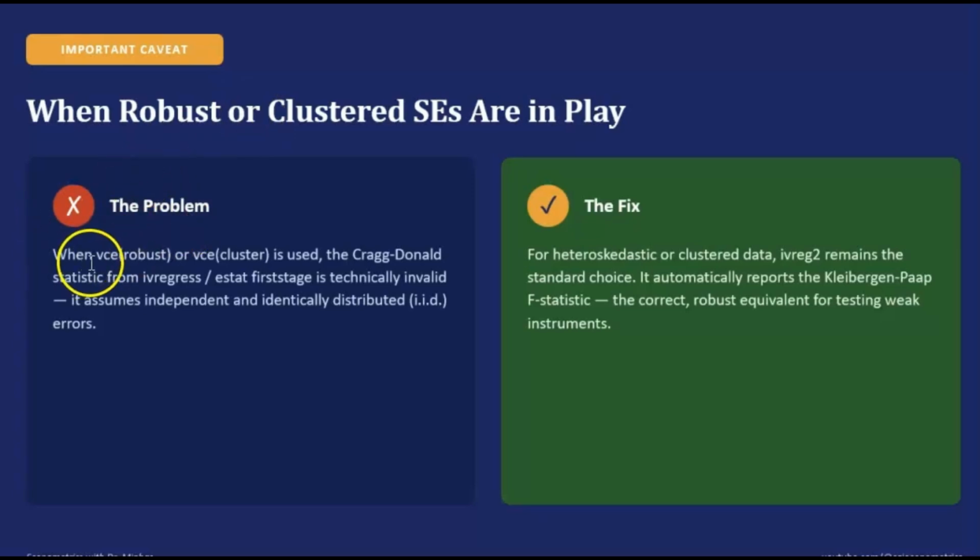Basically, the problem is that when we use vce robust or clustered, the Cragg-Donald statistic for the IVREGRESS command is technically invalid. It assumes independent and identically distributed errors, IID. But the fix is the IVREG2 command, because for heteroscedastic or clustered data, IVREG2 remains the standard choice. It automatically reports the correct robust equivalent statistics for testing weak instruments. The Cragg-Donald statistic has limited capabilities while using the cluster robust option, but the Kleibergen-Paap test has the capability to account for clustered standard errors.